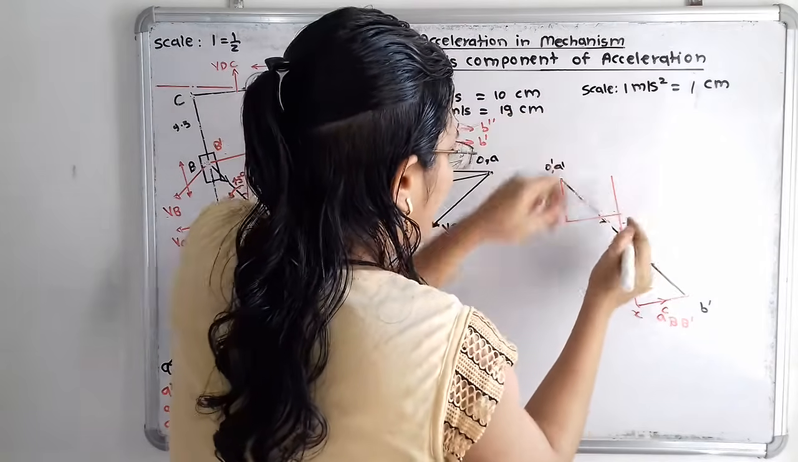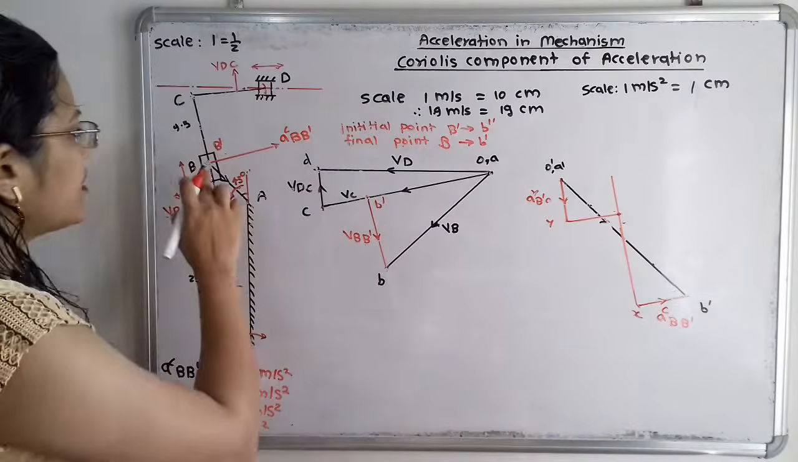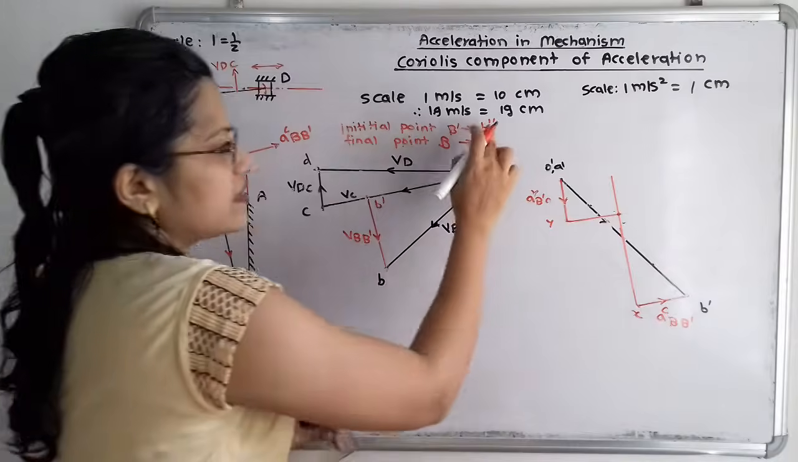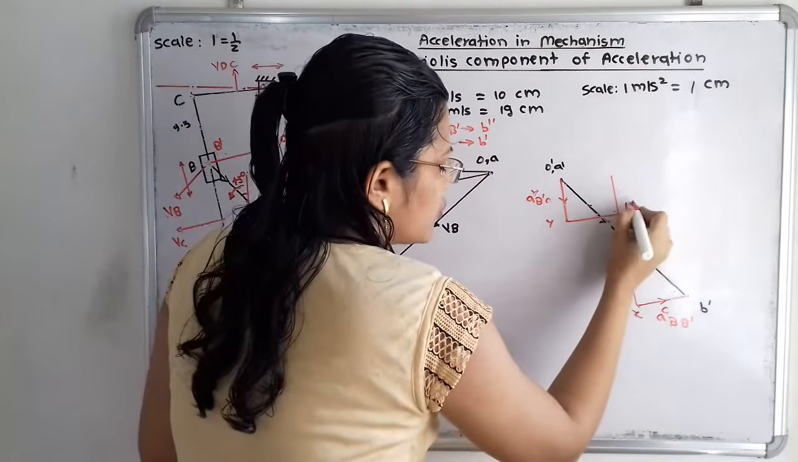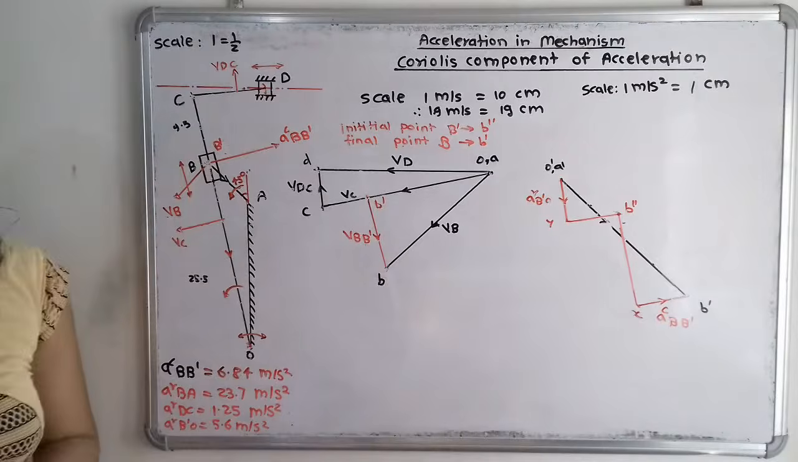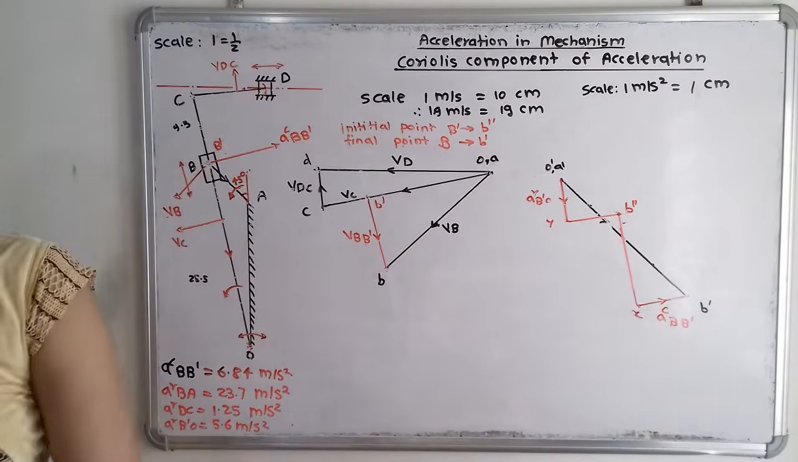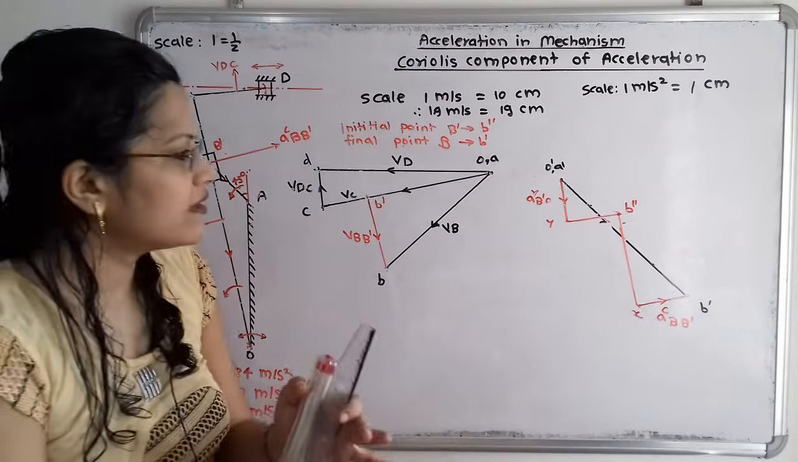And here is the point of intersection, and this point of intersection is nothing but the point B dash. So we will indicate it with B double dash. So here is the location of B double dash. Now if we join the end points, then we will get the total acceleration. So we can join here.